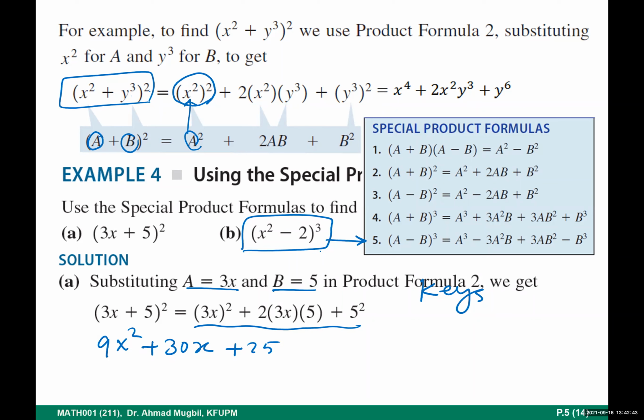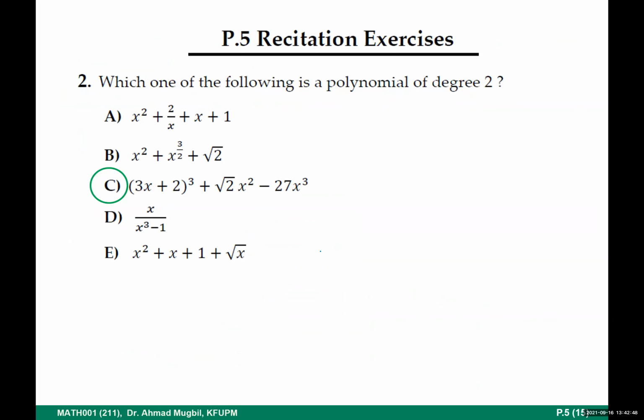Be careful. I will come back to that, but let's go solve the recitation question that I showed you at the beginning. Now, please, who can help me to expand this? Yes, let's expand it, ya shabab. Now, what will we have?